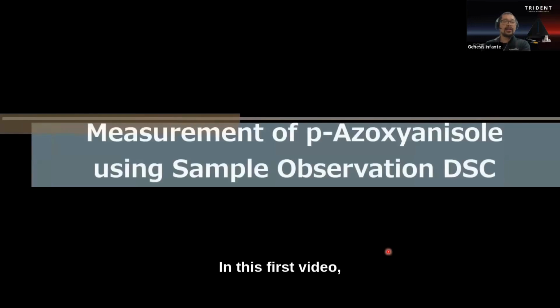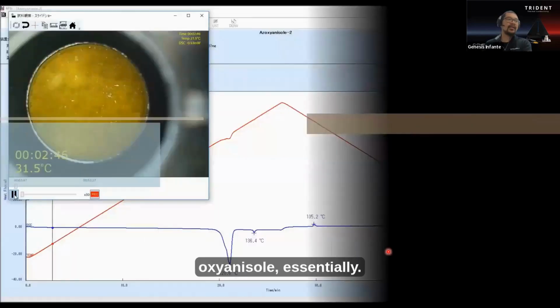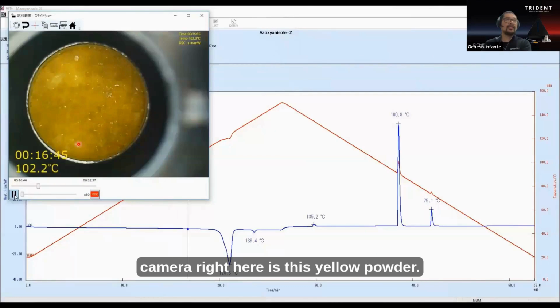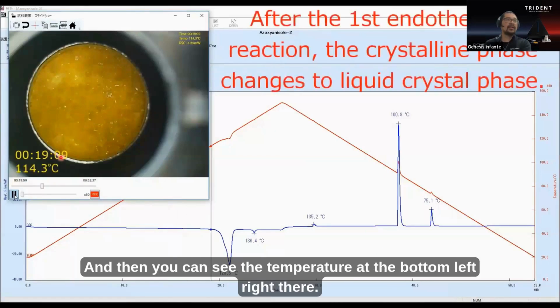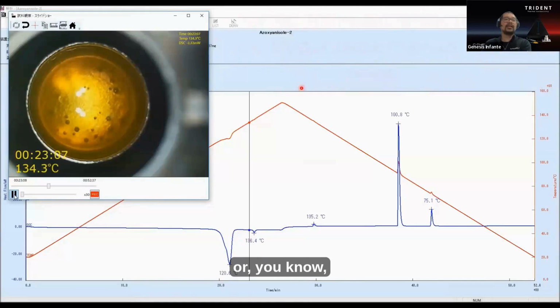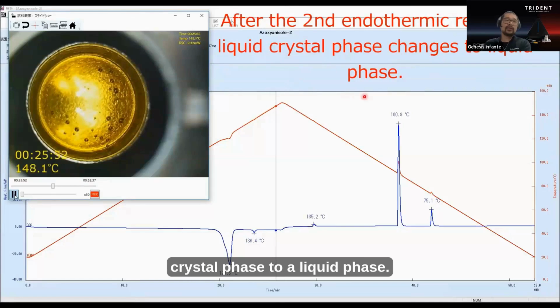So in this first video, we'll see the measurement of azoxyanisole, essentially. And you can see here in this camera is this yellow powder, and you can see the temperature at the bottom left right there. The first thermal event is a melt, and then a full-on liquid crystal phase to a liquid phase.